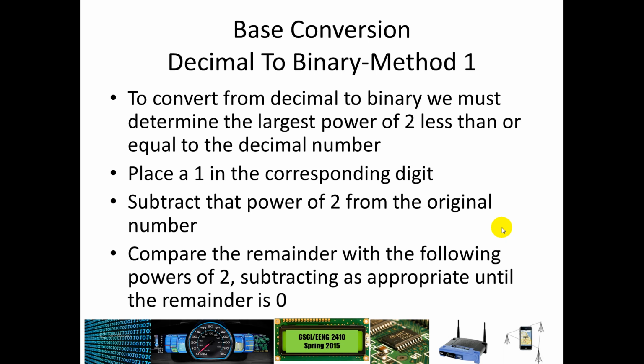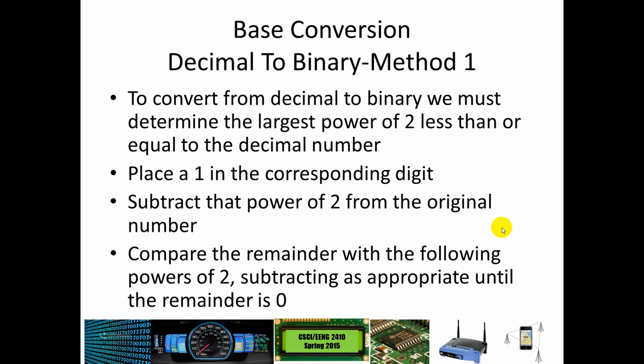So the first way is to actually compare the value that you're trying to represent to the progressive powers of 2. And what you want to search for at first is the largest power of 2 less than or equal to the decimal value you're trying to represent. And so that's going to be the first place you're going to have to deal with. Anything larger than that, you're not going to have any of those values. You're going to have zeros there. So the first place you're going to have a 1 is going to be in the largest power of 2. So let's take a look at an example of that.